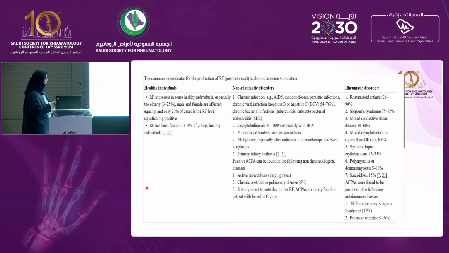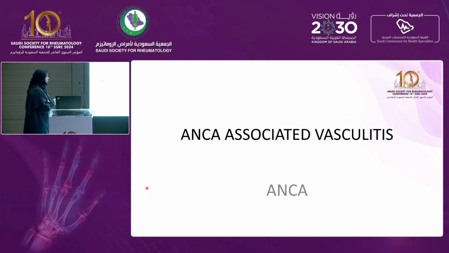What rheumatic diseases can be associated with a high rheumatoid factor? Of course, rheumatoid arthritis, number one, Sjogren, mixed connective tissue disease. Even lupus, in up to 35% of patients, can have a positive rheumatoid factor, and other autoimmune diseases. ACPA also can be positive in patients with lupus and with psoriatic arthritis. So again, it is not that specific or sensitive if you find this antibody.